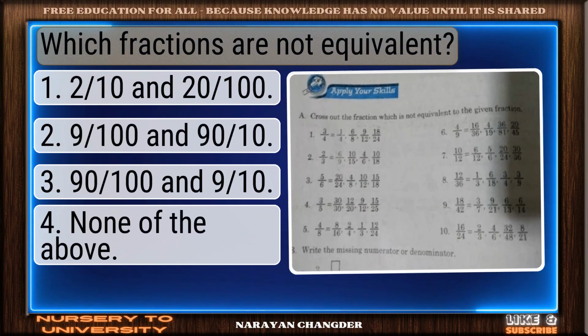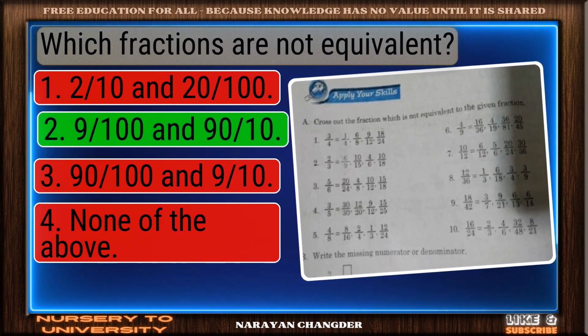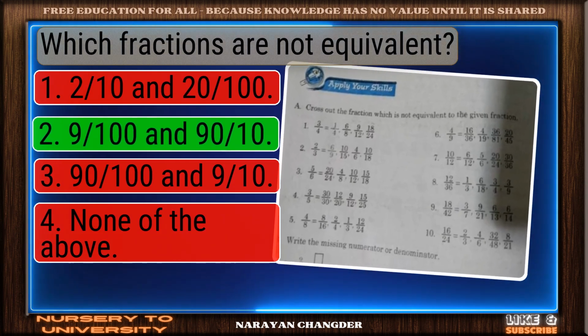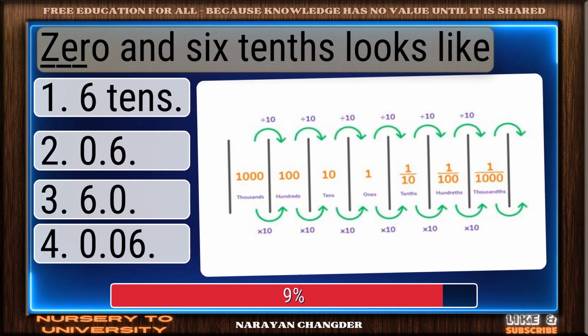Which fractions are not equivalent? Right choice. 9 to 100 and 90 to 10 is the best answer. 0 and 6/10 looks like dash.